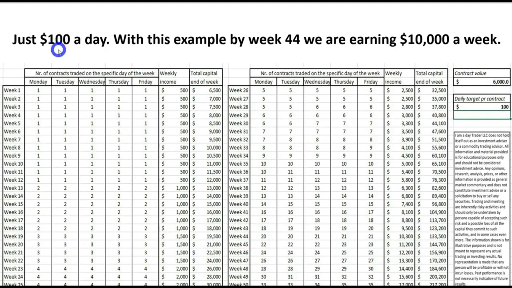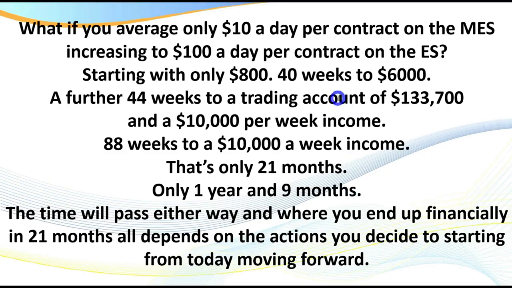$100 a day. Only $100 a day per contract you trade. It's going to take us there by week 44. We're earning our 10 grand a week. Now let's just consolidate this. If you averaged only $10 a day per contract on the micros, increasing to 100 a day when you start trading the ES, it's going to take you 88 weeks to get to an income of 10,000.